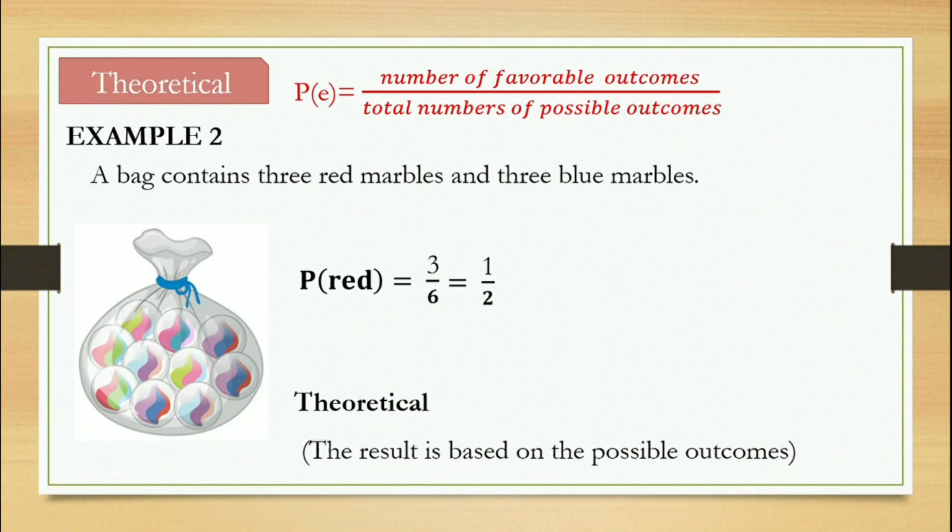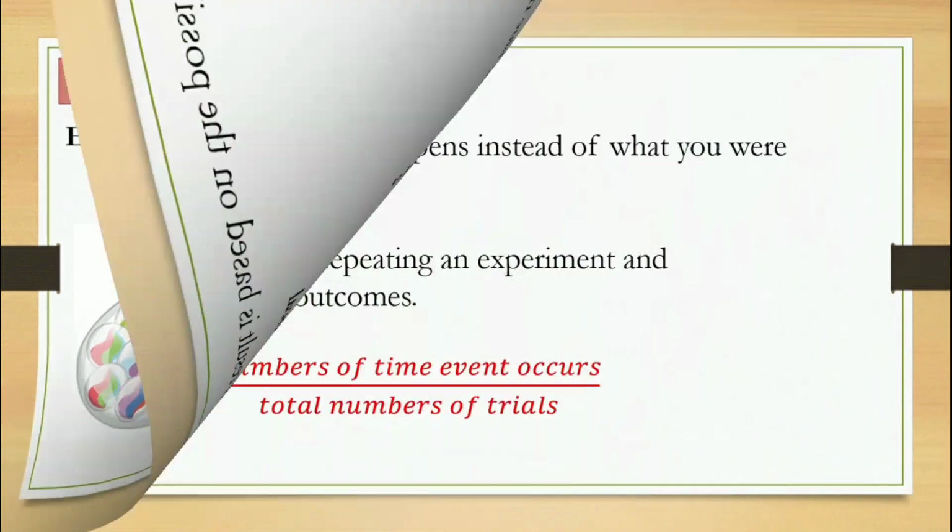I have here another example. A bag contains 3 red marbles and 3 blue marbles. Again, we use the formula P sub E is equal to the number of favorable outcomes over the total number of possible outcomes. So the probability of getting the red marbles from the bag is 3 and our possible outcomes is 6. Why 6? Since the bag contains 3 red marbles and 3 blue marbles, which is equal to 6. Therefore, the probability of getting the red marbles is equal to 3 over 6 or 1/2. So the result is based on the possible outcomes.